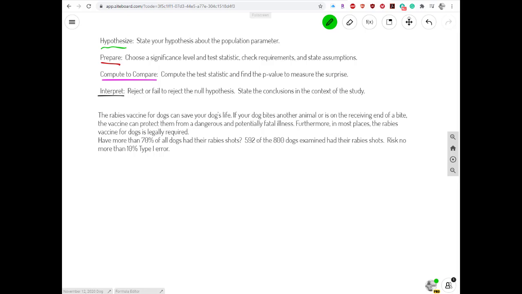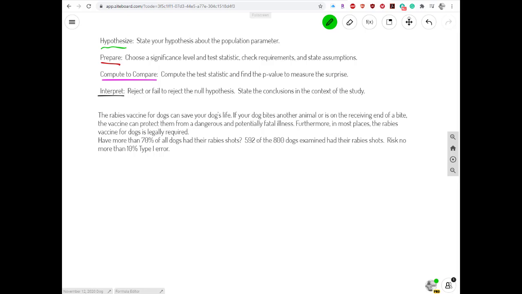Furthermore, in most places, the rabies vaccine for dogs is legally required. Okay, so it seems like that first little short paragraph is just some background information so you get an idea of why we're doing this at all. And then it says, have more than 70% of all dogs had their rabies shots. 592 of 800 dogs examined had their rabies shots, risk no more than a 10% type 1 error.